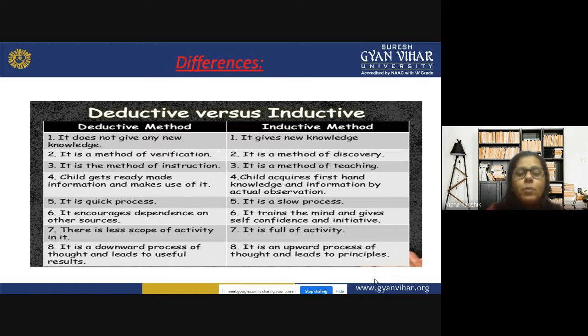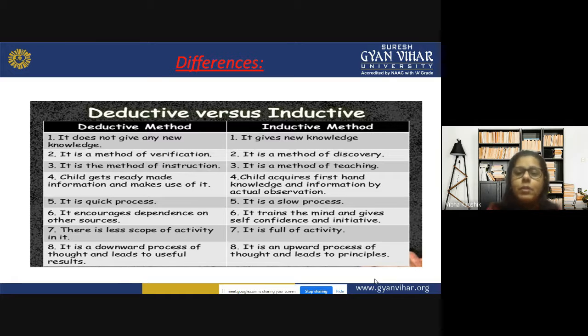It is a quick process. It encourages dependence on other sources. There is less scope of activity in it. It is a downward process of thought and leads to useful results.